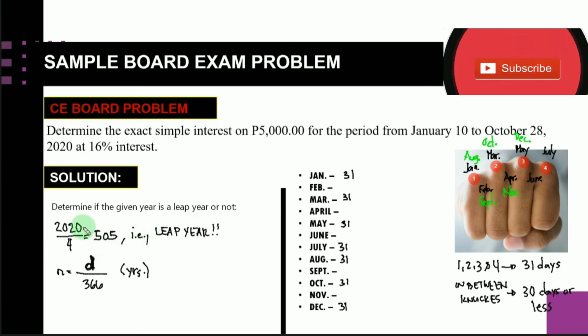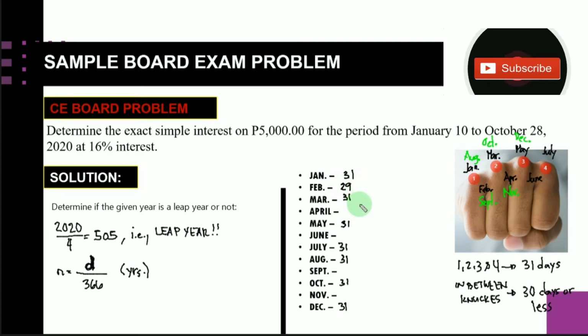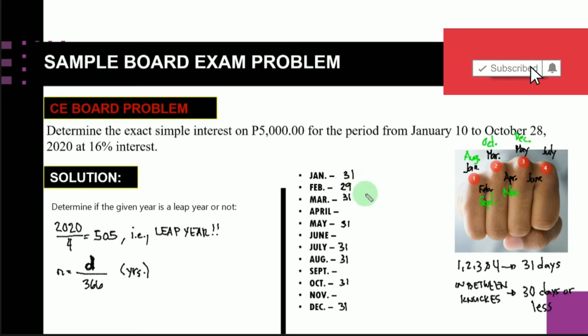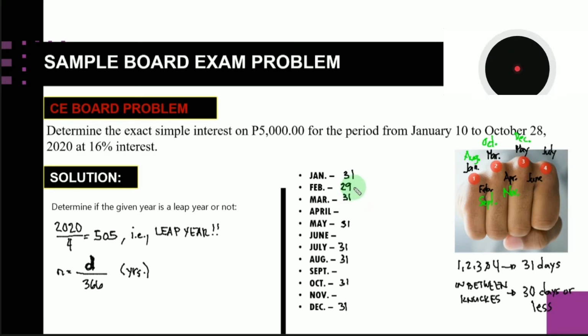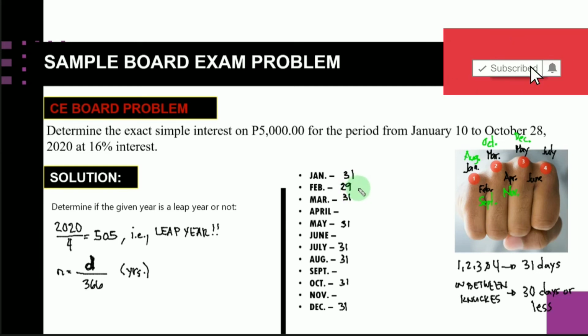Since this year 2020 is a leap year, we are considering 366 days. Therefore, we consider February equal to 29 days. That is the technique: if it is a leap year, you will consider the month of February as having 29 days.